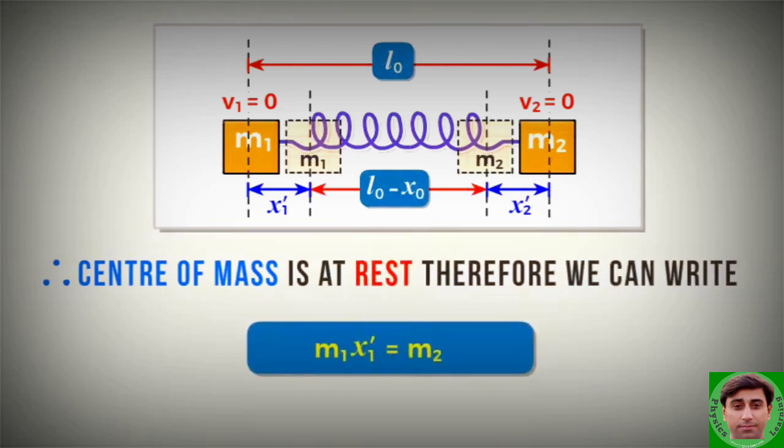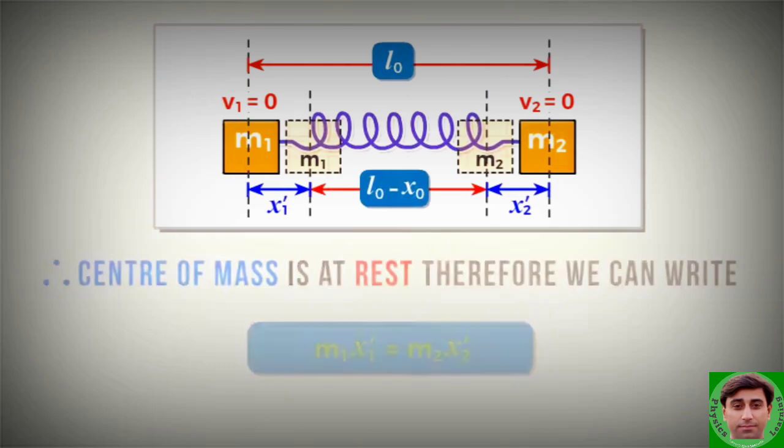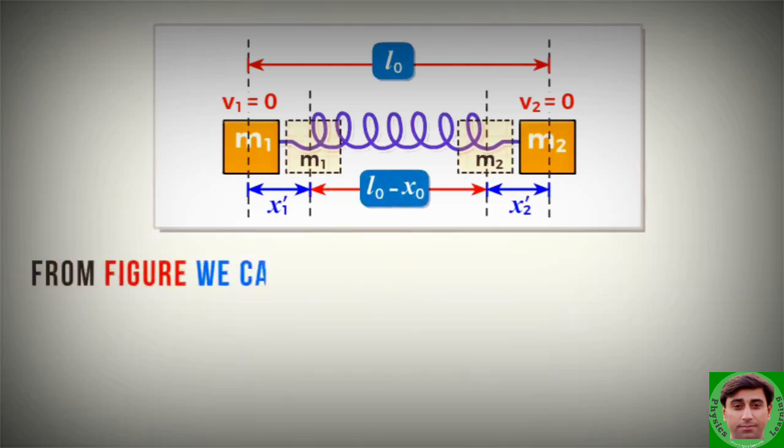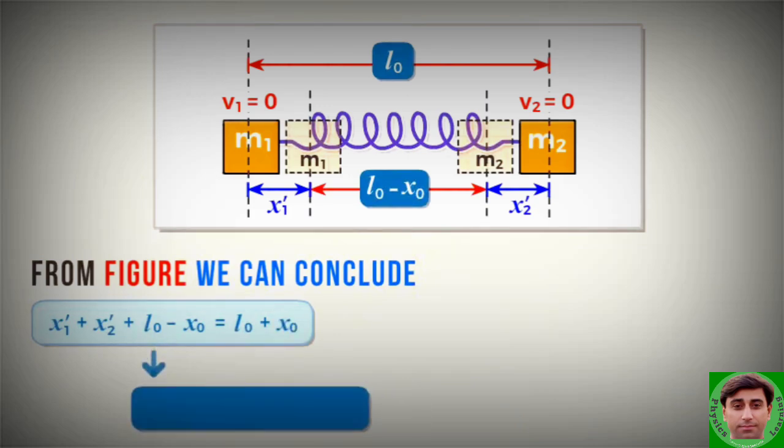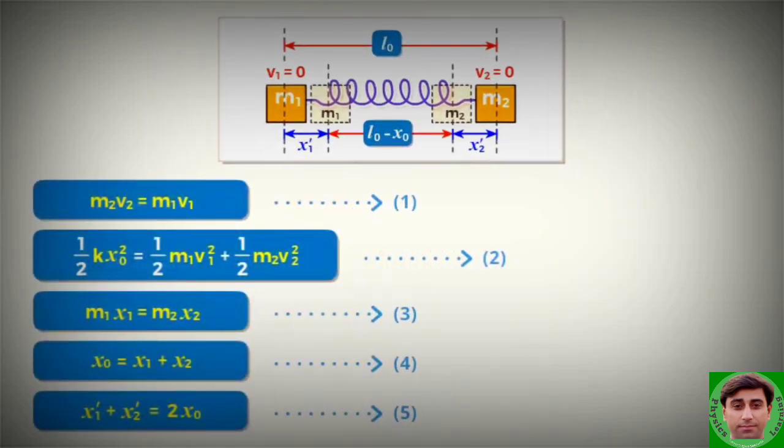Hence we can write M1x1' equal to M2x2'. And from the figure in this condition, we can conclude x1' plus x2' plus L0 minus x0 is equal to L0 plus x0. On solving, we get x1' plus x2' equal to 2x0. Let's call this equation 5. While solving problems on spring block systems, we need to derive all these 5 equations.